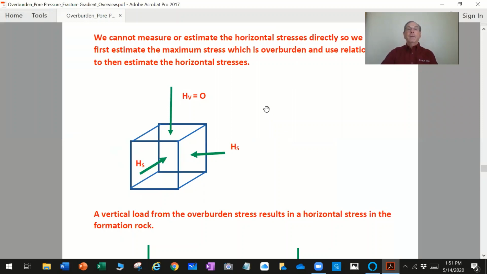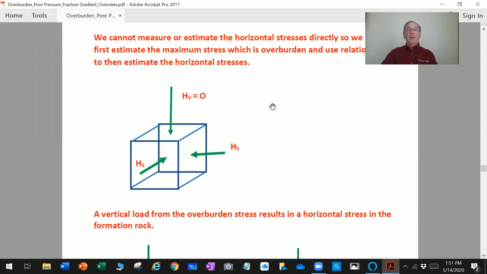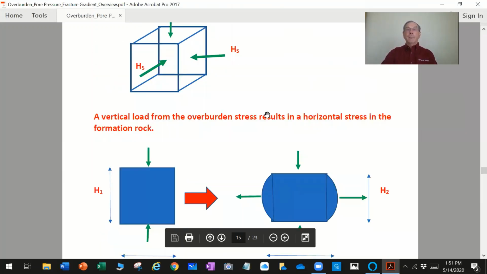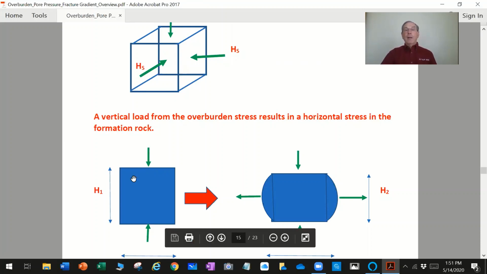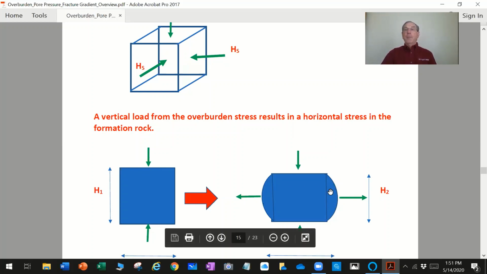So I've drawn a cube here that shows the overburden on it, which is the vertical stress on the diagram. And I've also shown two horizontal stresses. So a vertical load, which is the overburden, is going to induce a horizontal stress in the formation rock. We can think of it based on this diagram that if I put a vertical load on a block, a cube of earth, and it doesn't really matter whether you think in terms of cubic inches or cubic feet of rock, it's going to have a tendency to become a little shorter in height, and it's going to have a tendency to become a little wider.